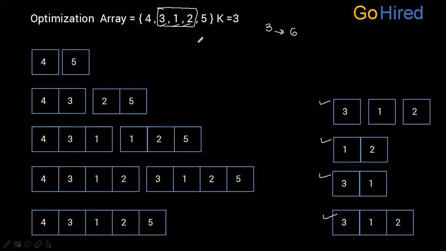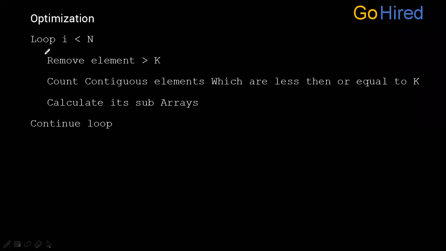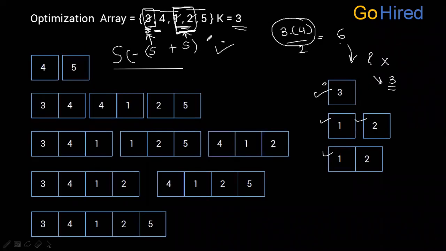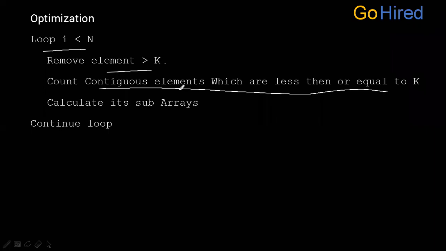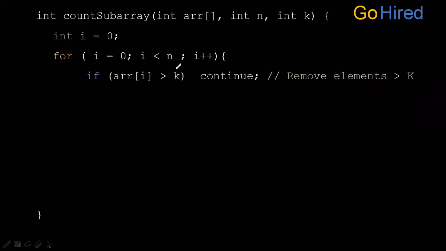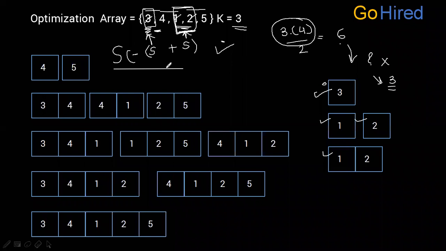Now my point is, what can be the simplest algorithm for that? Simple algorithm: loop from i equals 0 to n. Remove elements which are greater than k, but don't directly remove them. Count the contiguous elements which are less than or equal to k, which we did over here, 1 and 2, which are continuous. 3 is separate from that. So all the continuous elements which are less than k, we need to count. And then find the number of subarrays which can be generated from that, and then remove it from the total at the end, right?